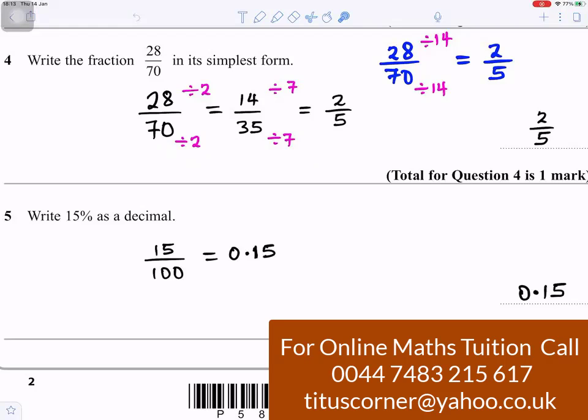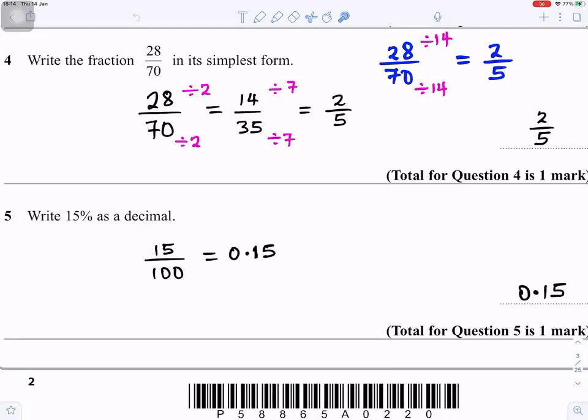Question number 5. Write 15% as a decimal. The percent means out of 100. So you write 15 divided by 100. When you divide by 100, you move the decimal place 2 places to the left. So you start from the front of the 5 and move it 1, 2. So it ends in front of the 1. So it's 0.15.